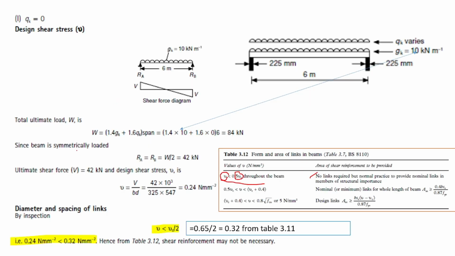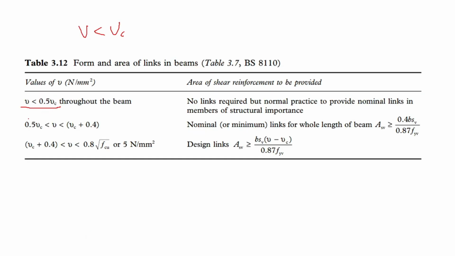Now let us check. Your V that we have calculated is this one, 0.24, right? Half of VC from the table that we had earlier is 0.65, so it's 0.32. So meaning it is less than, meaning it satisfies this condition. So meaning there's no link. It is understandable because our live load QK is equal to 0.